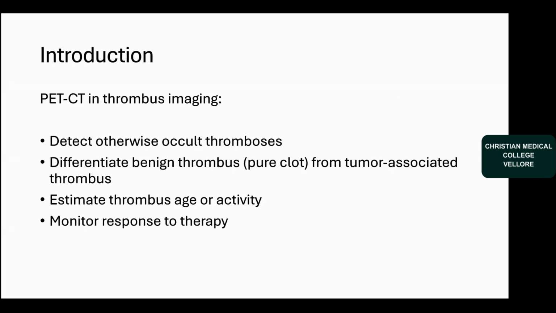So PET-CT in thrombus imaging, the main uses are to detect occult thrombosis, which is undetected in conventional imaging, to differentiate bland thrombus from tumor-associated thrombus, and to estimate the age or activity of the thrombus. An acute clot will have more inflammatory cells and be more metabolically active than an aged clot. And it is also used to monitor response to therapy.